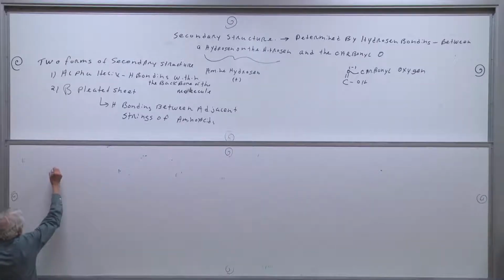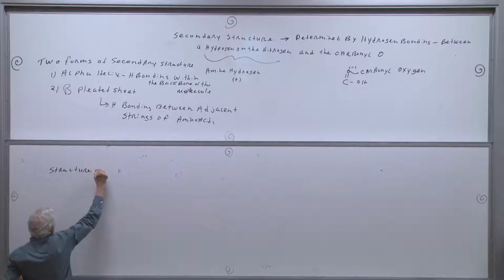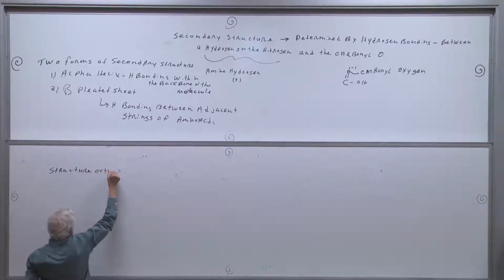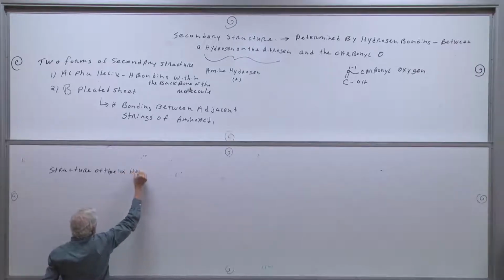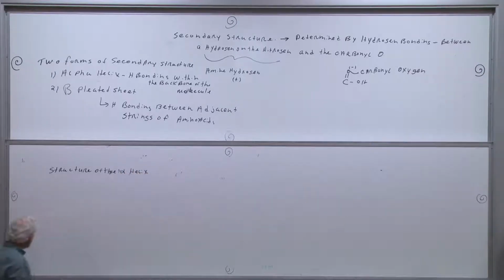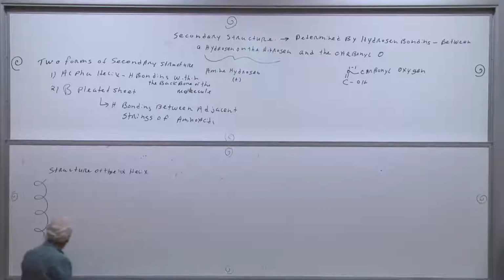So we're going to label this as the structure of the alpha helix. Now I'm going to show you this is a kind of corkscrew first. And then in orange, I'm going to show individual amino acids.